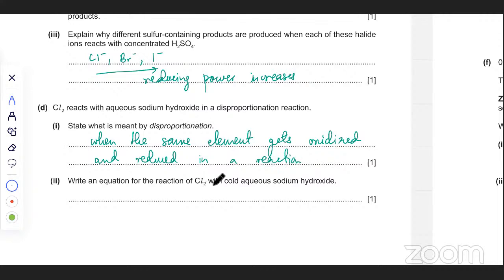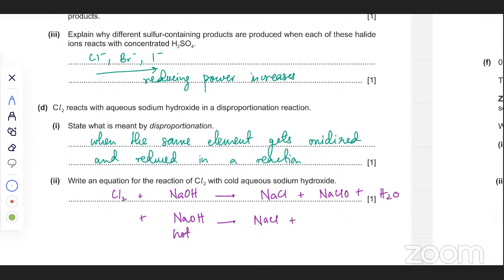Next is, write an equation for Cl2 with cold aqueous NaOH. So that is something, again, part of inorganic, which you just have to remember. Remember, Cl2 reacts differently with cold and with hot NaOH. With cold NaOH, remember, group 7 inorganic, it's going to form NaCl, NaClO, plus it's going to form H2O. With hot NaOH, it's going to form NaCl, and NaClO3, which is sodium chlorate(V), and it's going to release a water molecule as well.